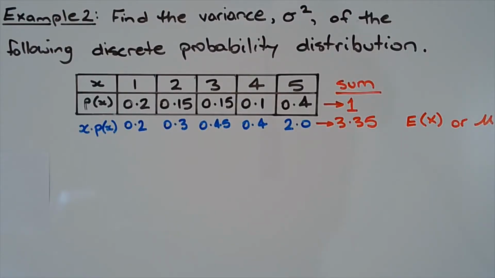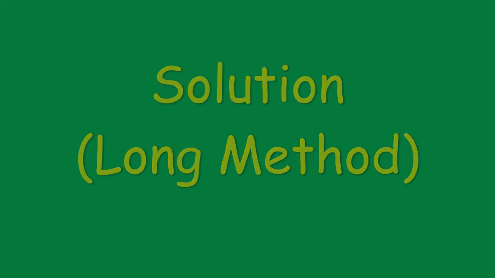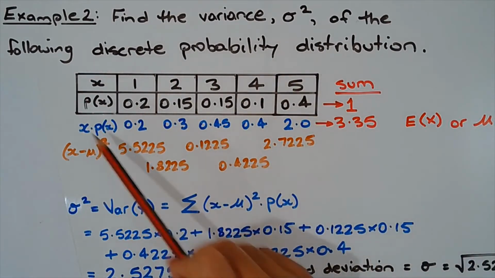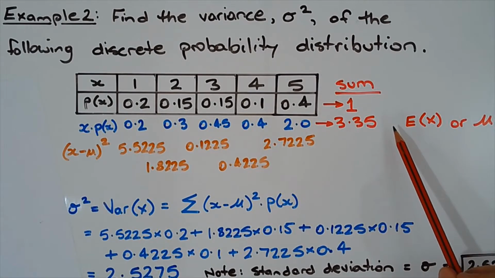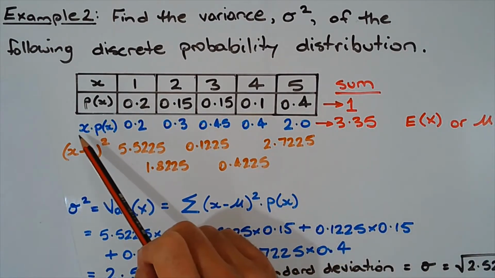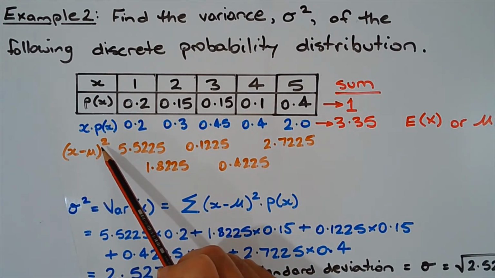Example 2. Find the variance, or sigma squared, of the following discrete probability distribution. The variance is a measure of spread or dispersion of the scores in relation to the mean or the expected value. Now, the expected value of this distribution was already determined in example 1, and that was 3.35. So what we're going to do here is add an extra row to this table. We've already added an XPX row from example 1. Next, we're going to add an x minus mu all squared row.